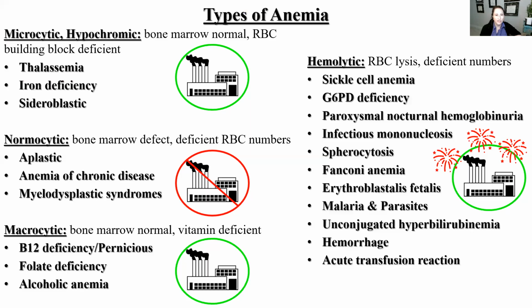Our final type of anemia is hemolytic. So our factory works just fine. The bone marrow is working just fine, except we have fireworks all over the place because this is hemolytic. Boom, boom, boom. The red blood cells are exploding everywhere. That's what's causing the deficiency in numbers. And there's quite a few in that list that we'll get to today.